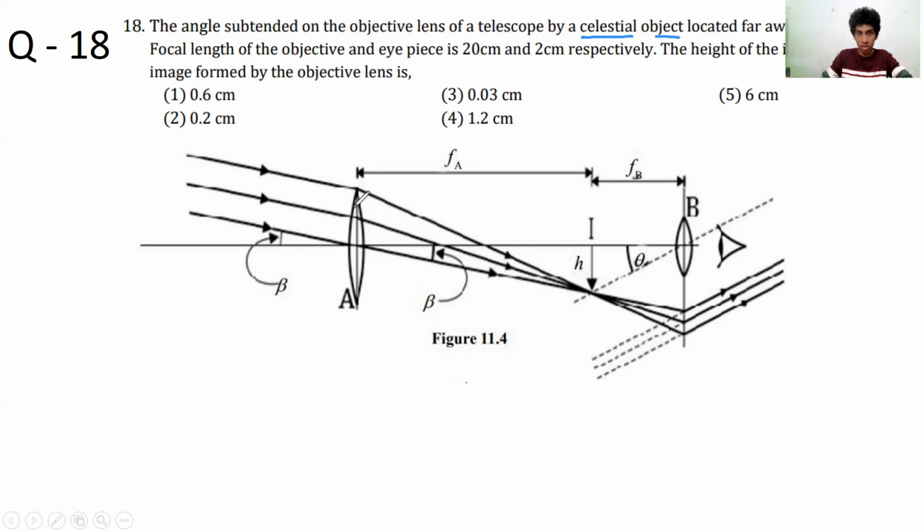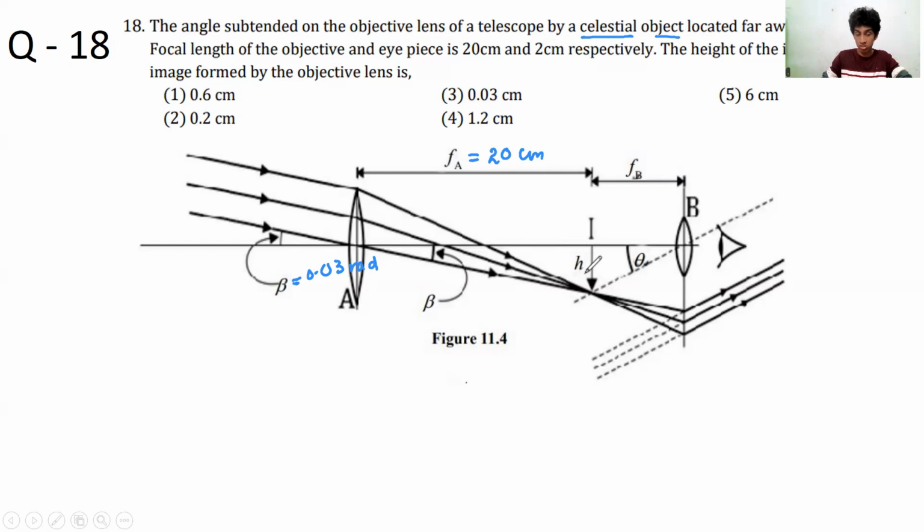And as the rays are coming parallelly towards the objective lens, the image of the objective lens should form on the focal point of the objective lens. Therefore, the image distance of the objective lens is equal to the focal length of the objective lens. And they have given the focal length of the objective lens as 20 centimeters. And beta is the angle subtended on the objective lens of the telescope by the celestial object. And they have given that as 0.03 rad. And if this is beta, this should also be beta. So here they are asking us to find the value of h.